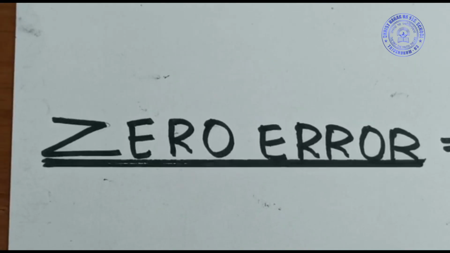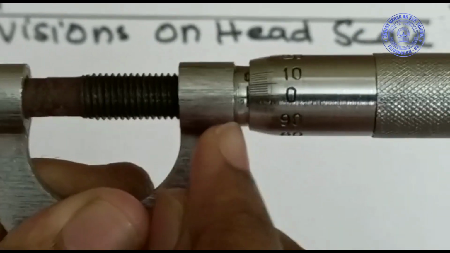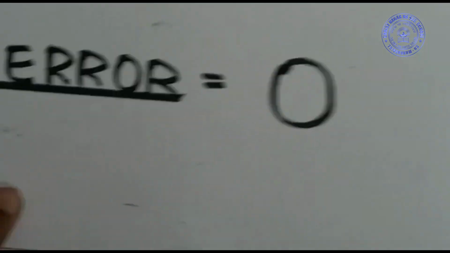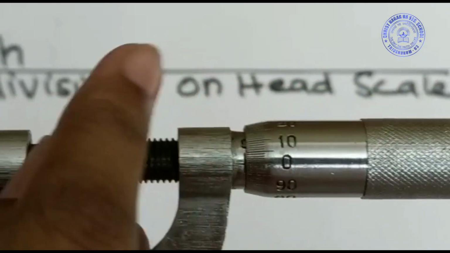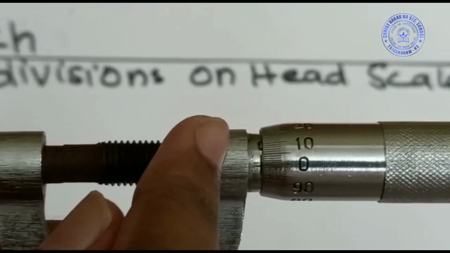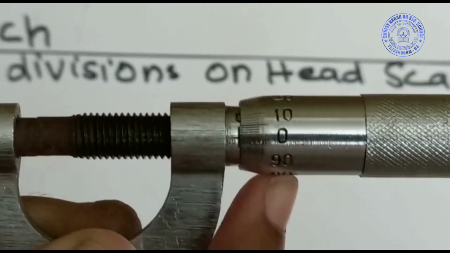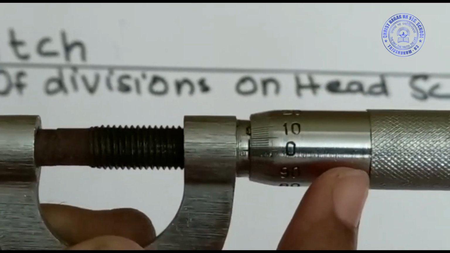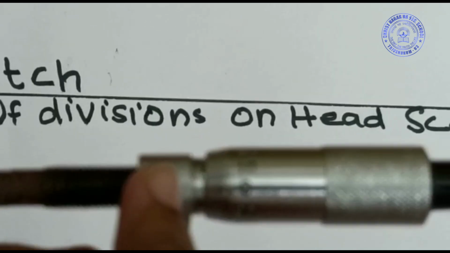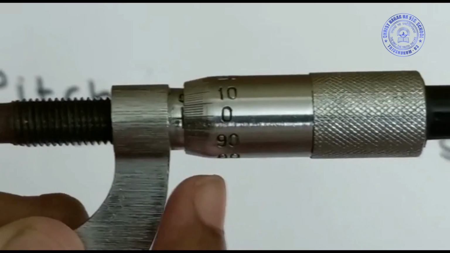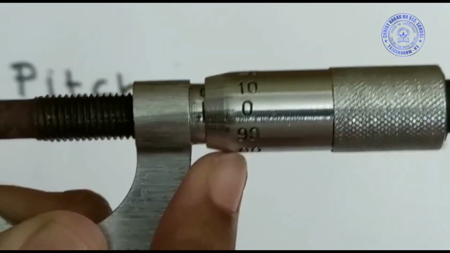The next value we have to find is the zero error. You can see here that the 0 on the edge scale aligns with the 0 on the P scale, and so we can take the zero error as 0. If in a screw gauge the 0 on the edge scale is above the 0 on the P scale, we take the value as positive, and if it is below the 0 on the P scale, then we take the value as negative. For example, if the 0 on the edge scale is 4 lines above the 0 on the P scale, we take the value as plus 4, whereas if it is 4 lines below the 0 on the P scale, we take the value as minus 4.